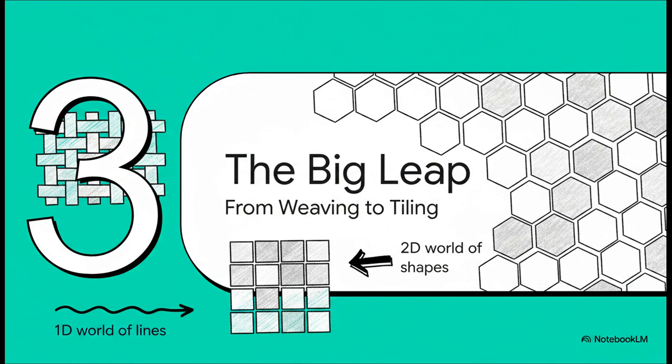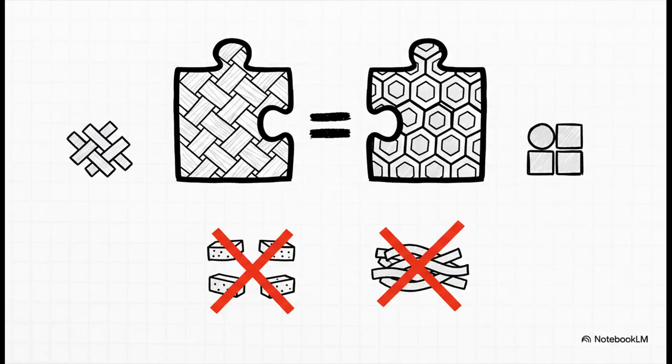Well, this is the big leap we're going to make. We're jumping from the one-dimensional world of lines to the two-dimensional world of shapes. Believe it or not, the core idea is exactly the same. Think about it. With weaving, you're fitting strips together perfectly. With tiling, you're fitting shapes together perfectly. In both cases, the goal is the same. Cover a surface completely, with no gaps and no overlaps.